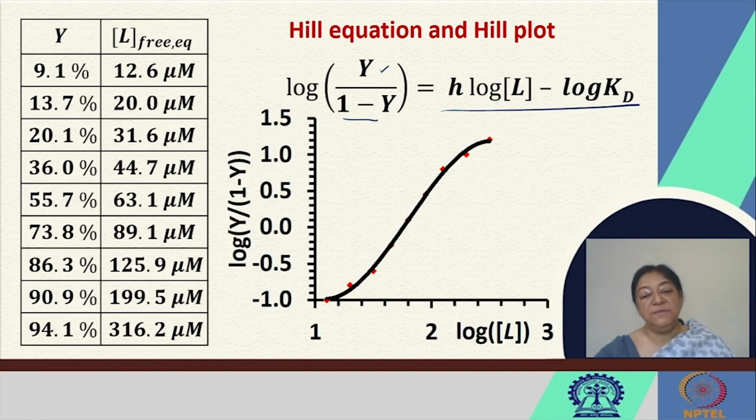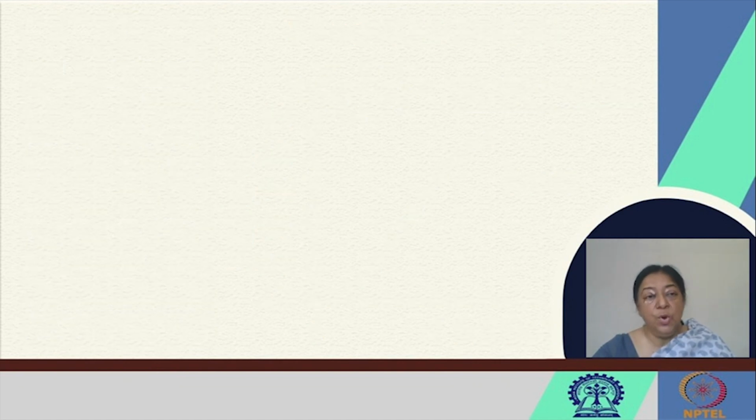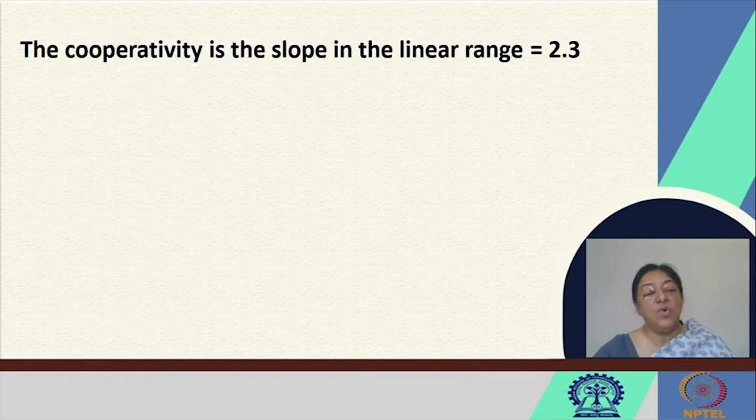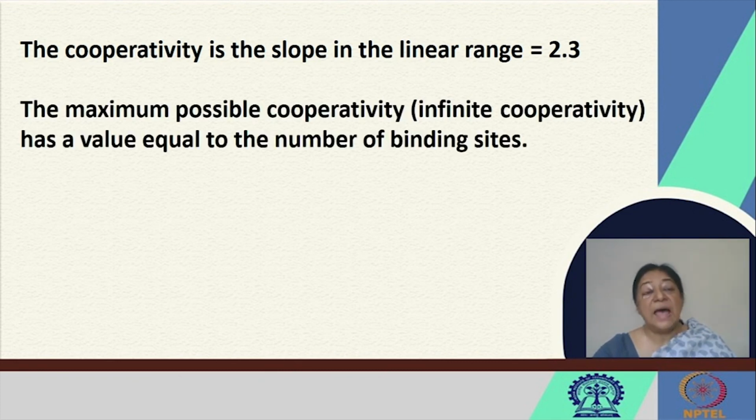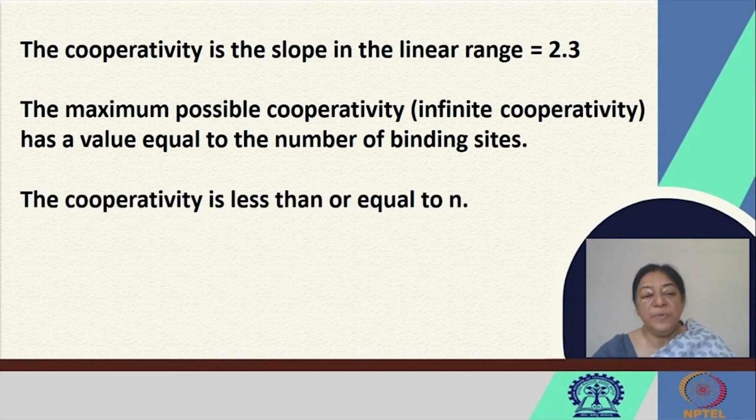So if we plot the graph, this is the observed plot that we get for the data shown on the left. What this means now is we need to find out what h is. h turns out to be, from the linear part of the curve, a value of 2.3. So what do we mean by this? This means that the cooperativity is the slope in the linear range that comes out to be 2.3, and the maximum possible cooperativity has a value equal to the number of binding sites. But in this case, the cooperativity has to be less than or equal to n. n means there is infinite cooperativity.